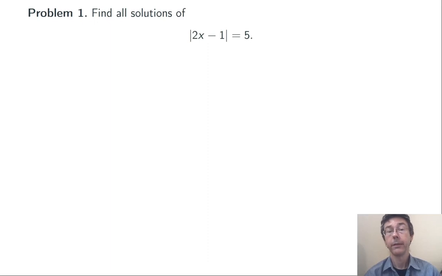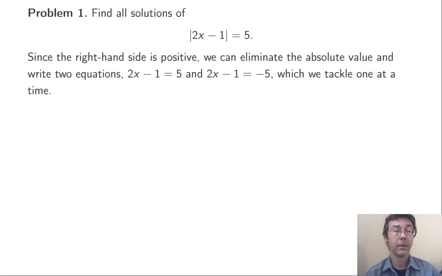First of all, let's solve the absolute value of 2x minus 1 equals 5. The right-hand side is positive here, so we can break this up into two equations. 2x minus 1 equals 5, and 2x minus 1 equals -5. Let's tackle these one at a time. 2x minus 1 equals 5. We're going to solve by adding 1 to both sides, and then dividing by 2 to get x equals 3.